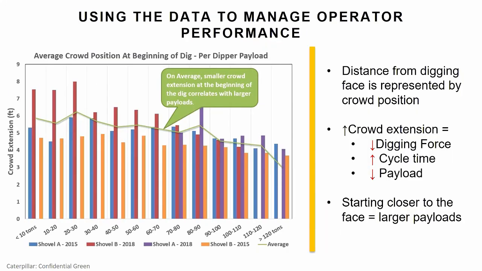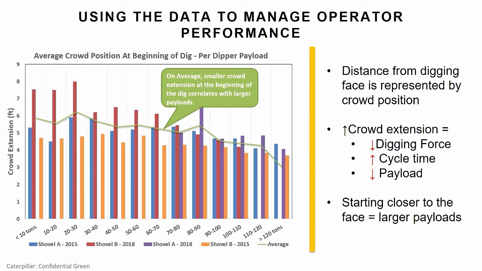Another example from the oil sands, same shovels, 2015 and 2018. This is looking at your crowd displacement. This is a representation of how close the shovel is to the face. If you're reaching way out there, you have less digging force, less payload, longer cycle times, more machine wear. Starting closer to the face equals larger payloads. And these are just some of the things that you can be looking at from that machine data.